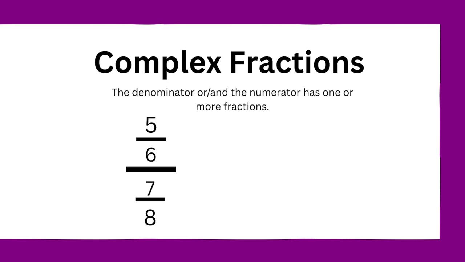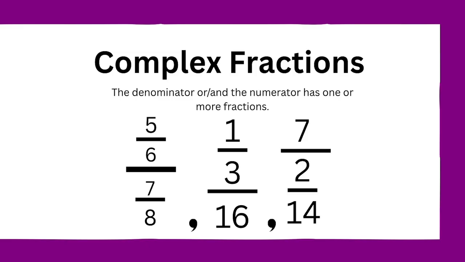Now, if I want to even go as far as to say 1 over 3 over 16, that 1 over 3 is the numerator fraction, and that 16 is my bottom denominator. This fraction has two fractions. Even if I want to go on and say 7 over 2 over 14, that 7 is my numerator, and that 2 over 14 is my denominator fraction. Once again, it consists of two fractions within one big fraction. That's essentially what a complex fraction is. It has multiple fractions in one form.